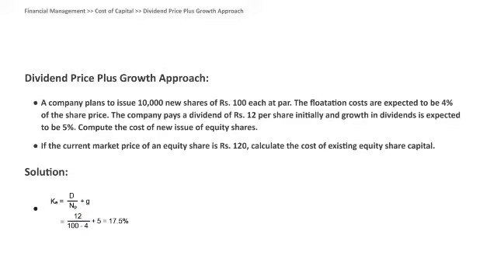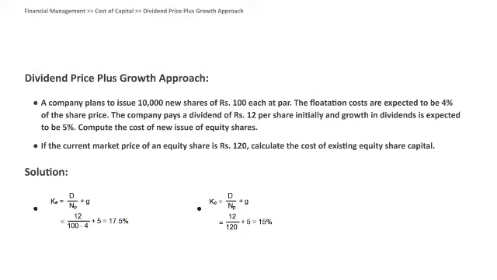Instead of using dividend divided by net proceeds, what will I be using? Dividend divided by market price. That's it. So depending on the concept, our perspective changes. They're very clear, it's not a new share. It's an existing share. So in case of an existing share, I use the market price of a share, which is 120.